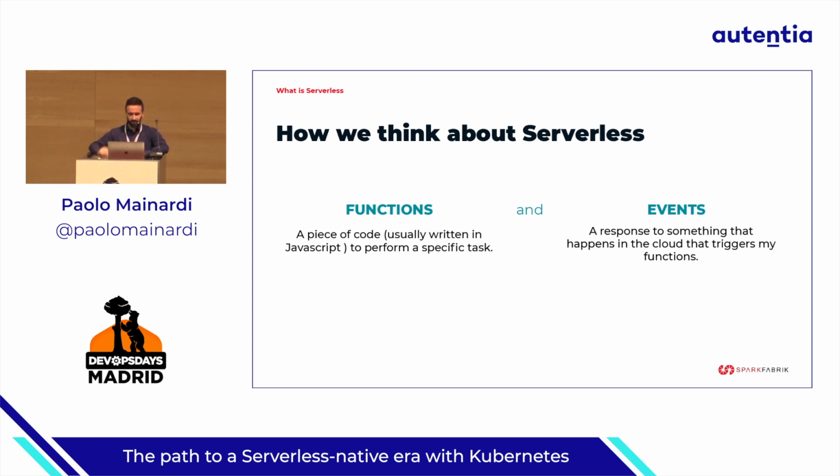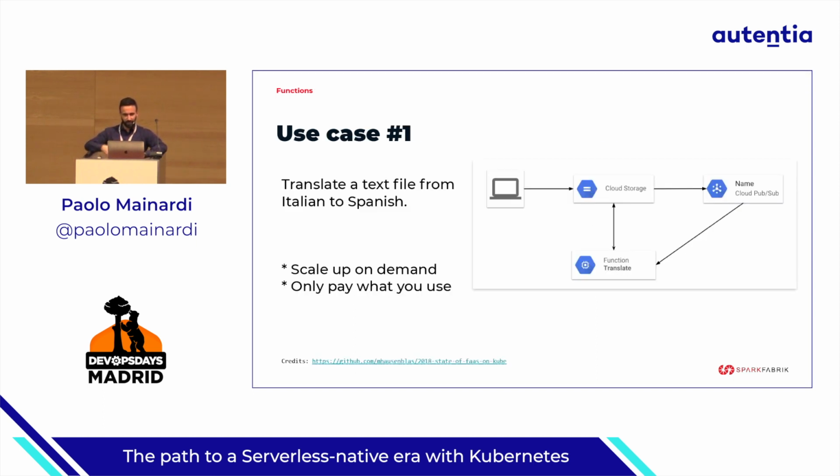Then there are events, which are a response to something that happens in the cloud, like, for example, an HTTP call or a file loaded in a bucket or a new entry stored in a database that triggers the functions to do something. So let's see some very simple use cases, just a bit more advanced than the Hello World, just to make you understand what the simple standard use cases of serverless, of function as a service in this case, are.